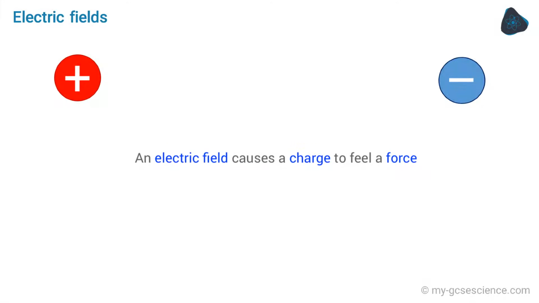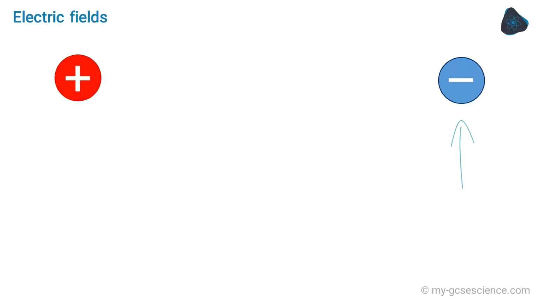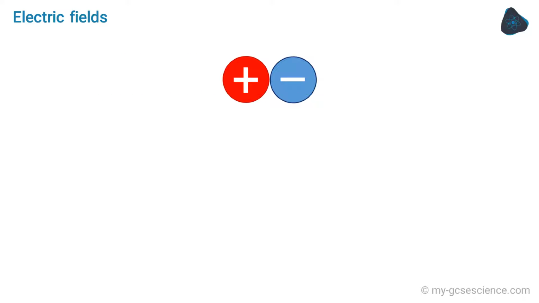An electric field is something that causes an electric charge to feel a force. There's an electric field around every single charge. It's for this reason that this positive charge and this negative charge will be attracted to one another, and that these two negative charges will be repelled by one another.